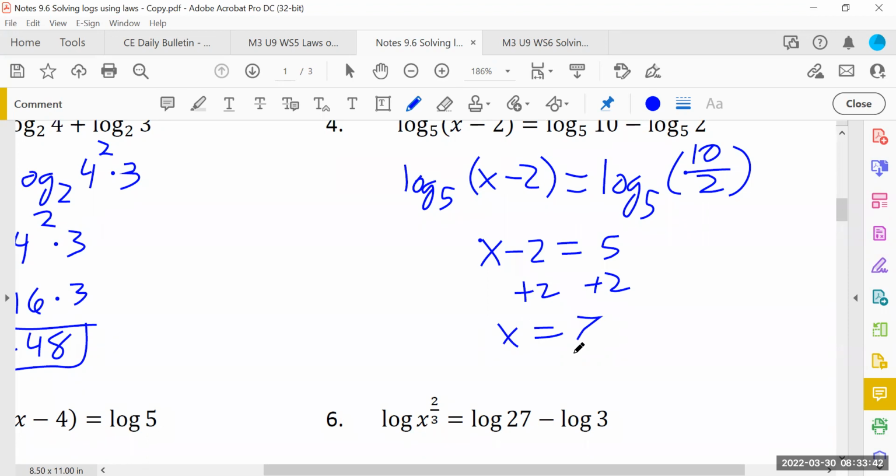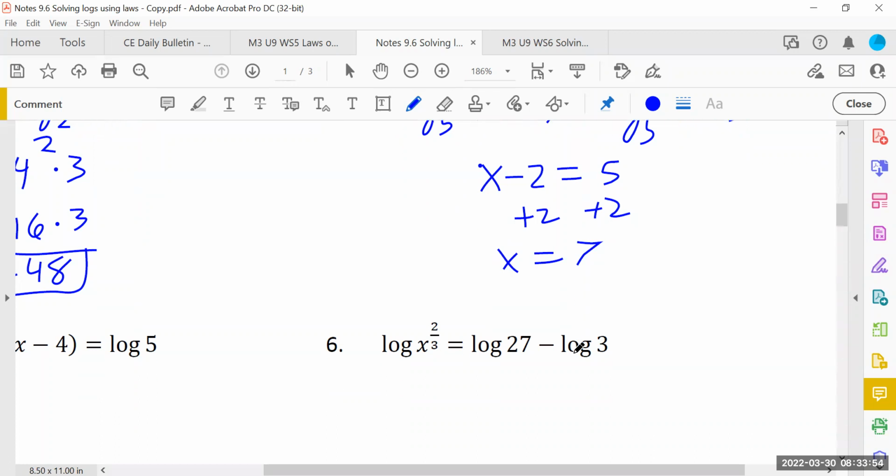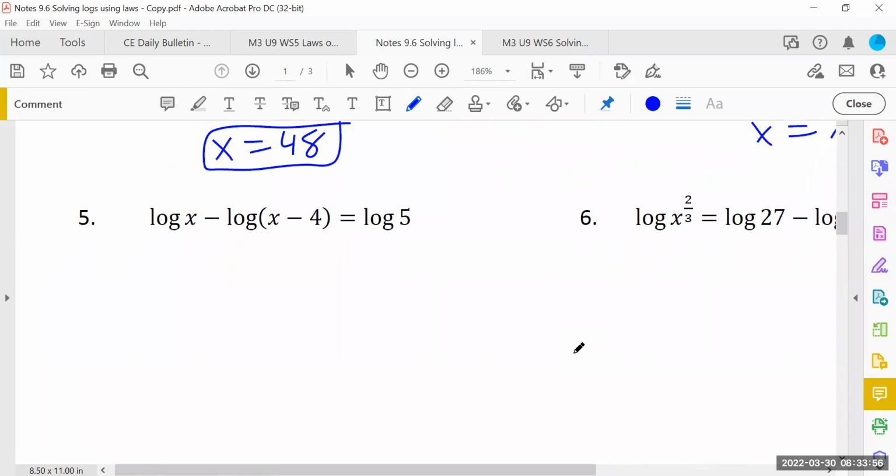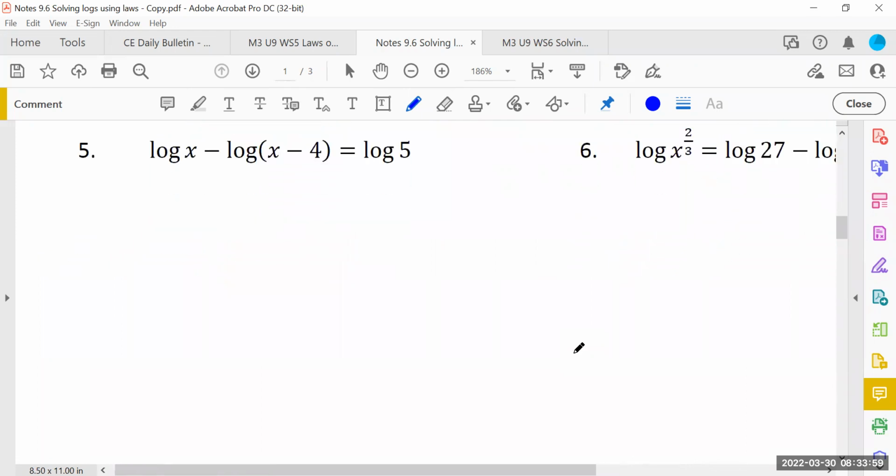So again, once you get log equals log, you set the insides equal, and you're solving like you did back in freshman year. Just basic 2-step equations or 1-step equations. Next one, number 5. So far they've all been pretty easy. This one is a little harder, and this is one where we very well could end up with an answer that doesn't work. Let's try it.